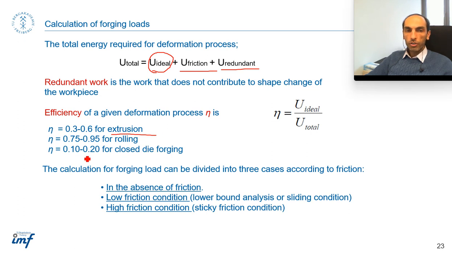On the other side, in forging, you can see that this efficiency is so low, and the share of frictional work and redundant work is so big. So we can do the calculation of forging load under three main assumptions: in the absence of friction, in the low friction condition, which we call the lower bound method, and under the high friction condition assumption, which we call the sticky friction condition. Usually the reality is something between this lower bound and upper bound. So this one underestimates the load, this one overestimates the load, but in reality the forming load is something between these two.